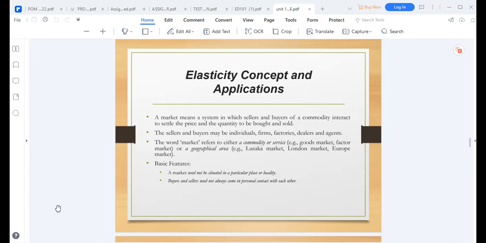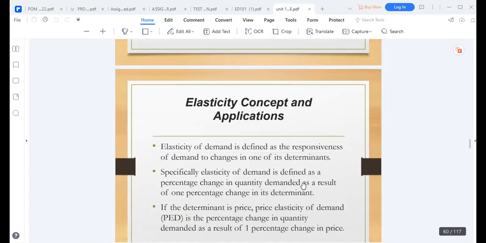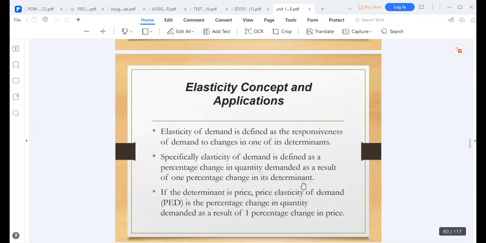So the basic features of a market are that number one, it needn't be situated in a particular place or locality. Number two, the buyers and sellers needn't always come to have personal contact. So they can be virtual, like you guys are. I hardly know certain people who come for class. I've never met them, but this is a market arena, which is virtual.